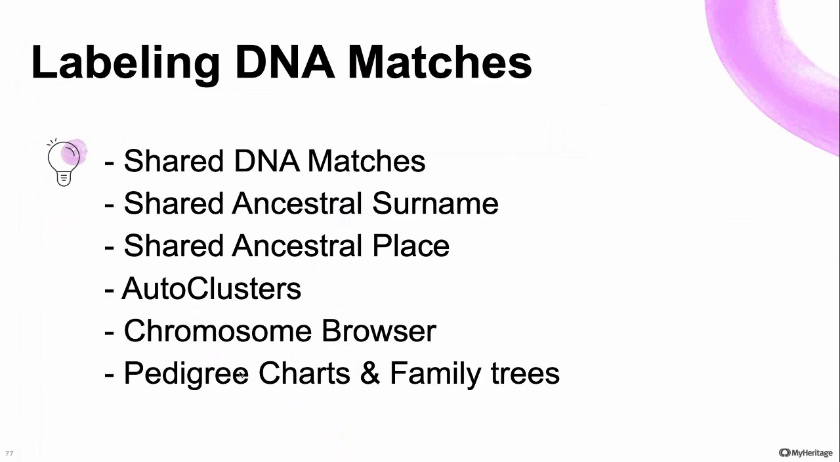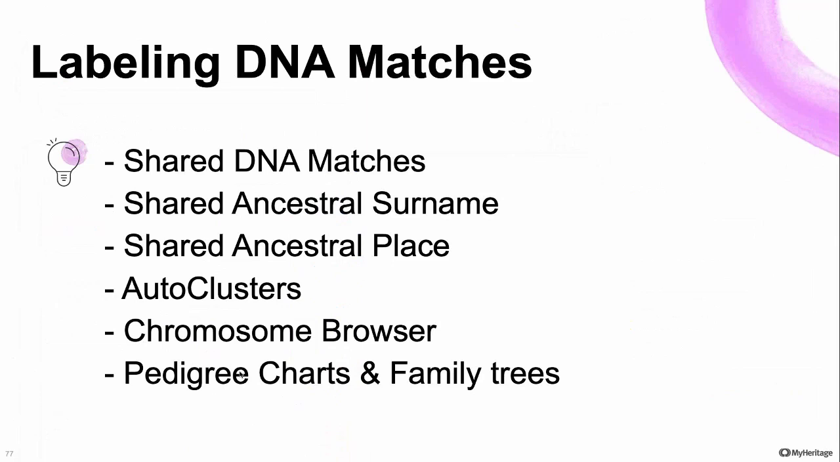Chromosome Browser. A lot of people are mapping their genome and their chromosomes into which segments in their DNA they inherited from each ancestor. And you can use the Chromosome Browser, which is a very powerful tool that we have on MyHeritage, to find positions on the chromosomes and label them with the name of the ancestor, or suspected ancestor, who you believe you inherited that part of DNA from, and tag your DNA matches by that.